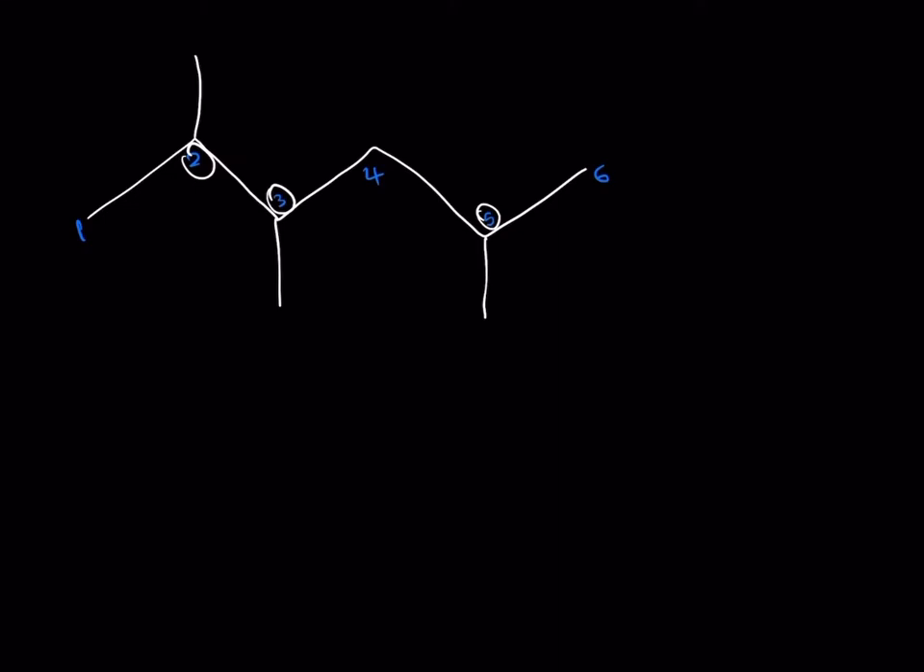So now, how do we name this? We know the parent chain is going to be called hexane because we have 6 carbons in the parent chain. And then in order to name the substituents, we're going to write 2, 3, 5-trimethylhexane.